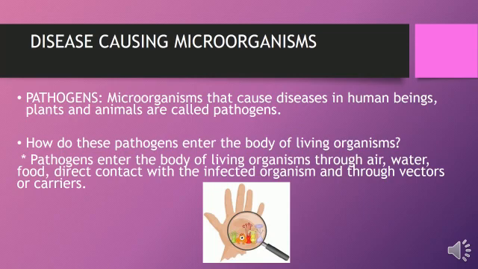Now the next question is, how do these pathogens enter our body or any other living organism's body? They enter through air, water, food, direct contact with the infected organism, and through vectors or carriers. Now, this novel coronavirus can spread through air. We've learned it from the news and we know it. And there are so many others.